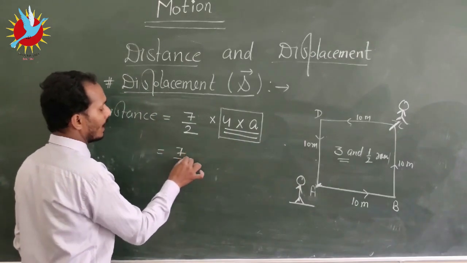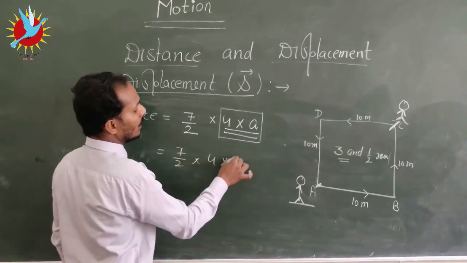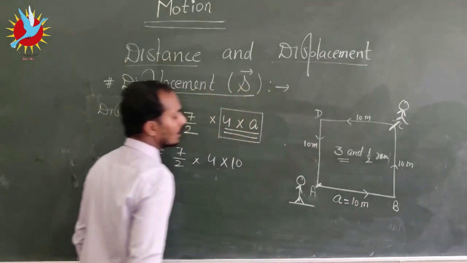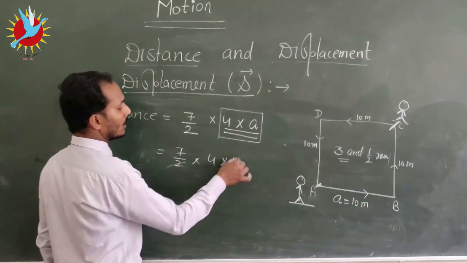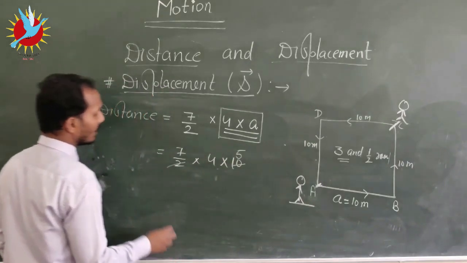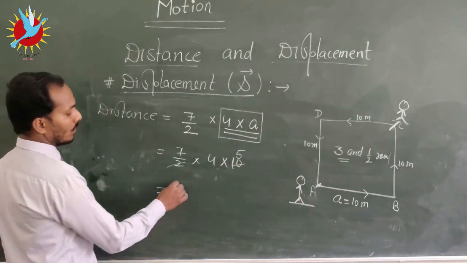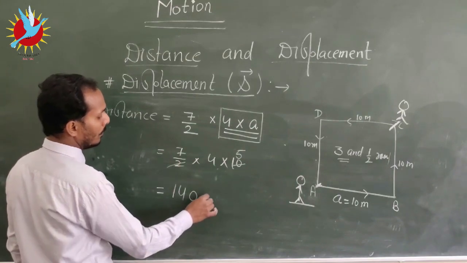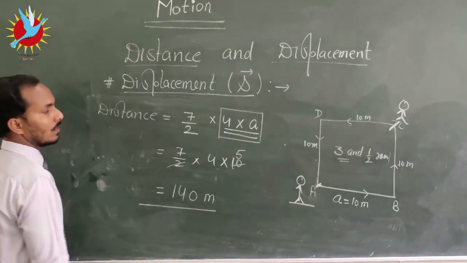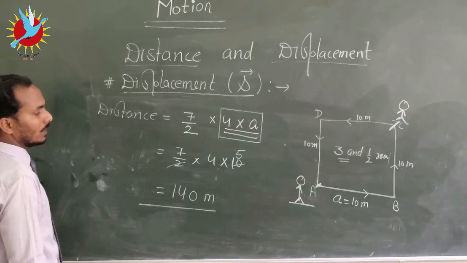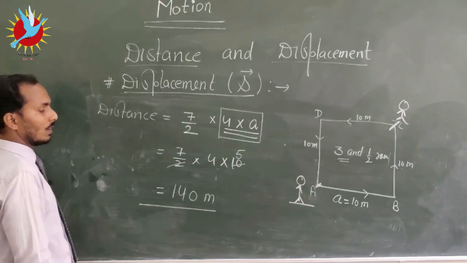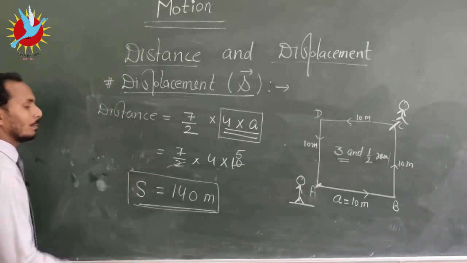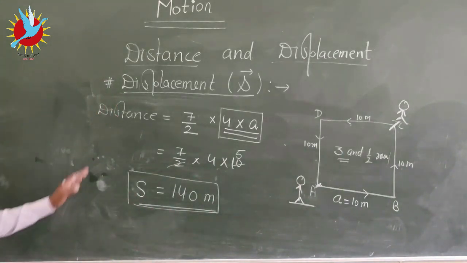It means 7/2 into 4 into 10. What is A? A means the side of the square, so it's 10. Solve this value and you get 140 meters. So this is the value of distance. The actual path covered by the person is 140 meters.